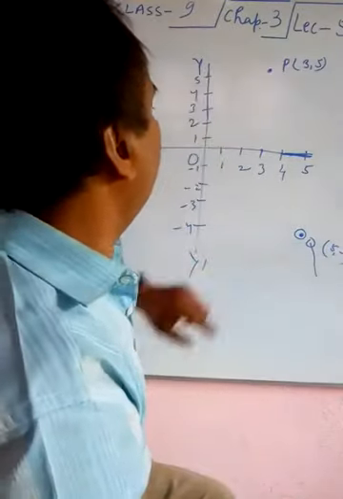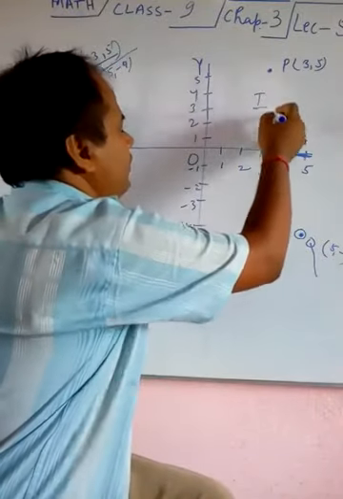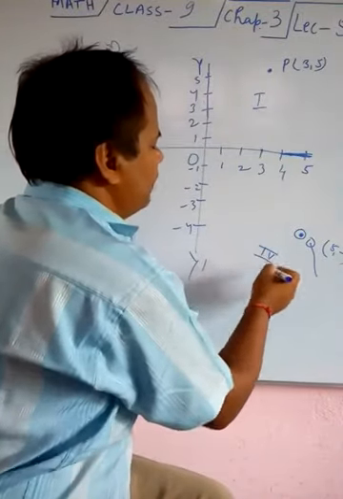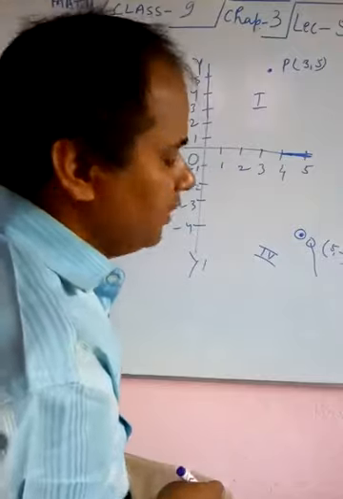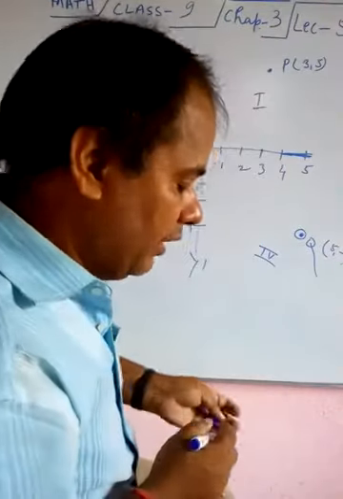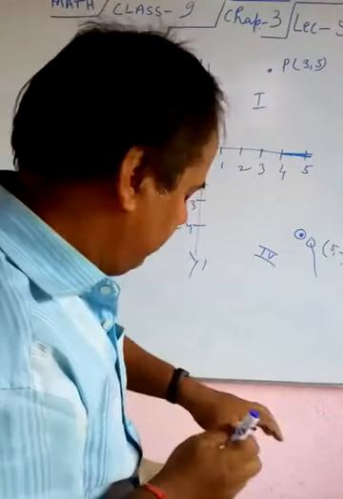So this is the first quadrant, both positive, and this is the fourth quadrant. Here x is positive and the y-coordinate is negative. Next example is example number 3.